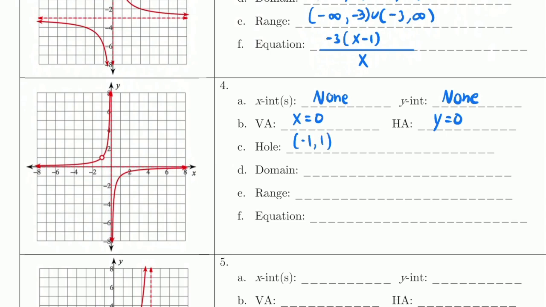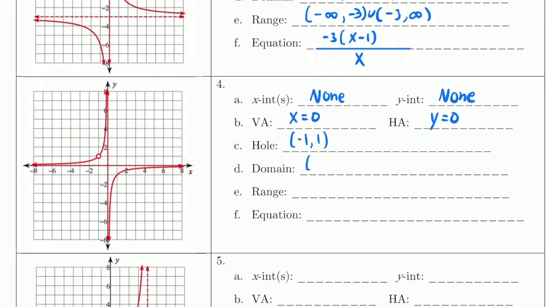and then writing my domain and my range, negative infinity to negative 1, because my hole comes before my asymptote, union negative 1 to 0, union 0 to infinity. And then for my range, negative infinity to my asymptote before my hole this time. So 0, union 0, 1, union 1 to infinity.